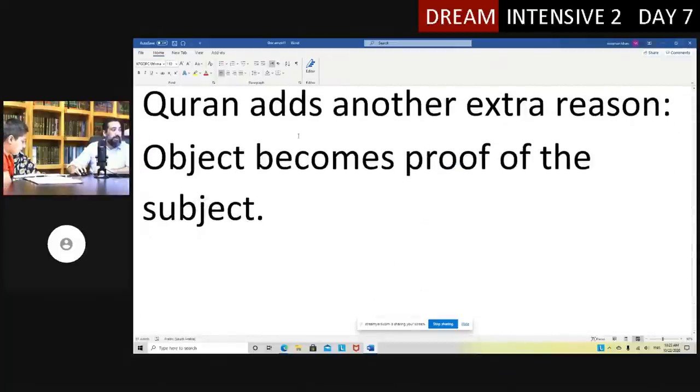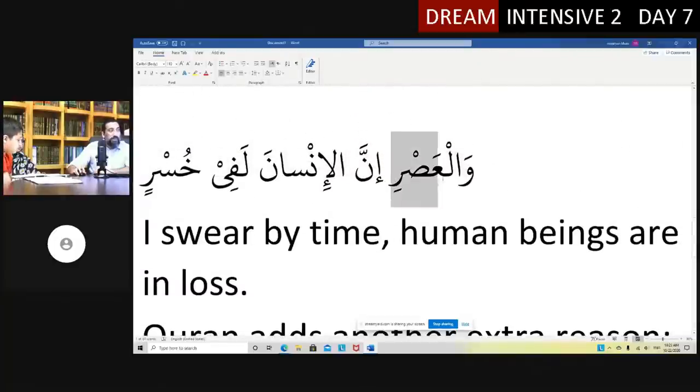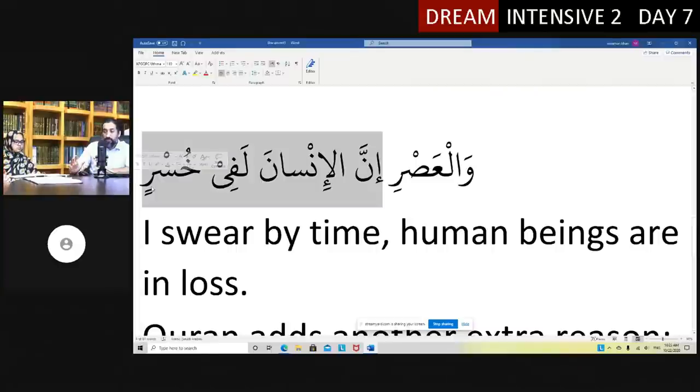And then what is the last one? The object becomes proof of the subject. What does that mean in this ayah? Time is proof that human beings are in loss, which is incredible. Allah is saying, somebody could be rich, somebody could be poor, somebody could be healthy, somebody could be sick. Somebody could be a boy. Somebody could be a girl. Somebody could live in a safe country. Somebody could live in a war zone. Somebody could be starving. Somebody could be well-fed. People could be in any different kind of situation. But you know what? They're all losing time, aren't they? You can never gain time. You can only lose time. Time is the biggest proof that we're always losing.